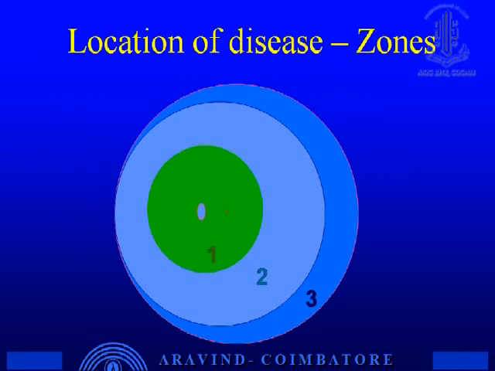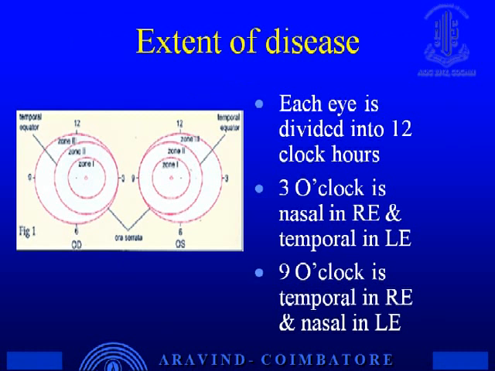Coming to the zones, Zone 1 is a circle wherein the diameter is twice the distance from the center of the optic disc to the macula, and Zone 2 extends from the end of Zone 1 to the nasal periphery, and Zone 3 is the remaining temporal crescent. Extent of the disease, as I already told you, each eye is divided into 12 clock hours, and 3 o'clock is nasal in the right eye and temporal in the left eye, and 9 o'clock is temporal in the right eye and nasal in the left eye.